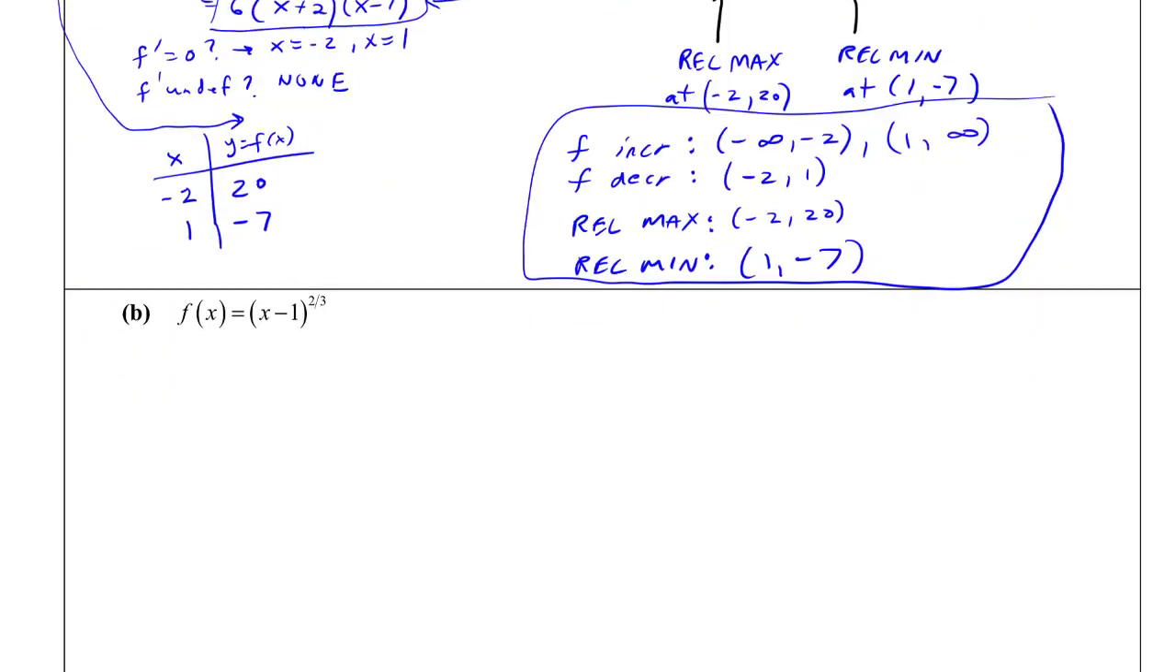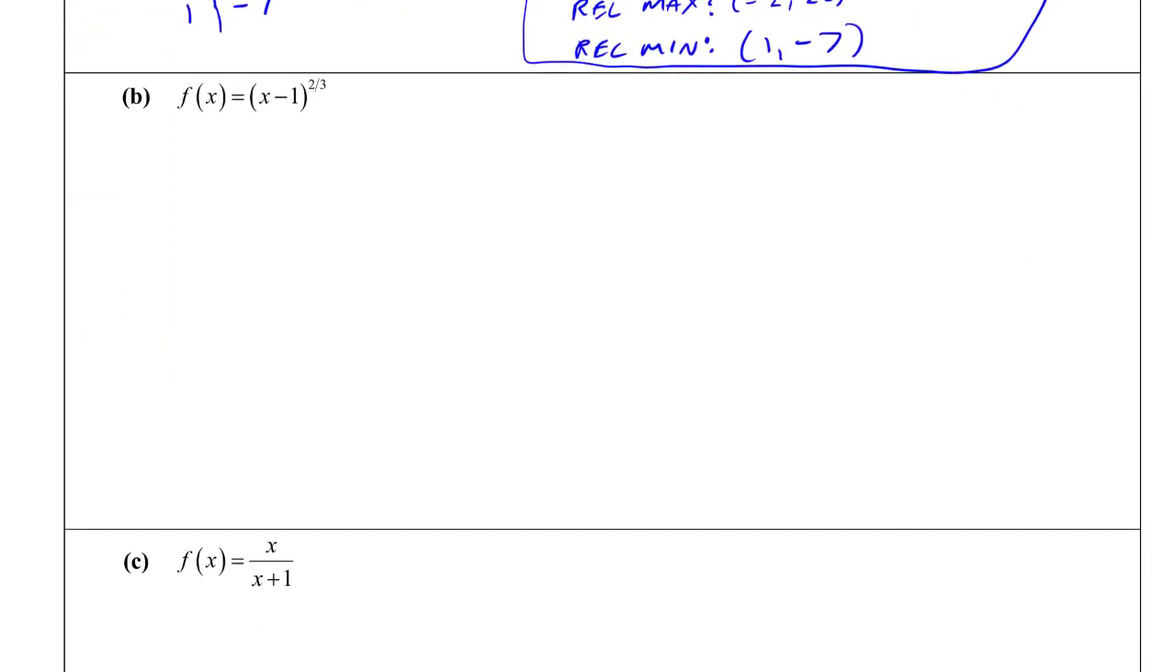All right, let's try another. f of x is (x minus 1) to the 2/3. Still no discontinuities. There isn't any place where that's undefined. So let's go to the derivative. That's 2/3 times (x minus 1) to the 2/3 minus 1, so a minus 1/3. So that's really 2 over 3 times the cube root of (x minus 1), if I want to see no negative exponents there, so I can figure out some things.